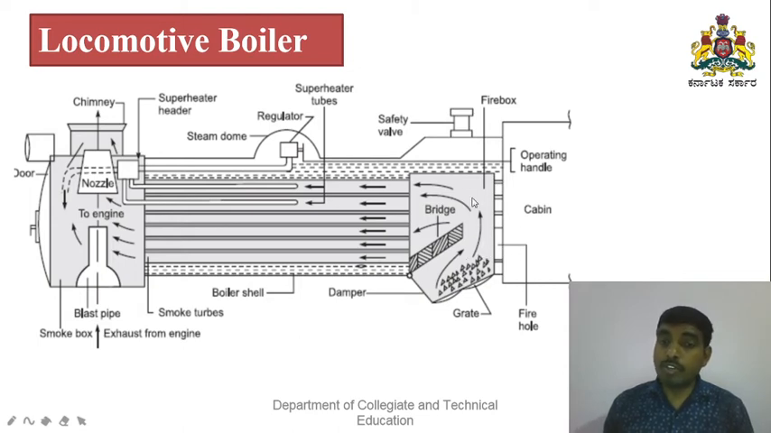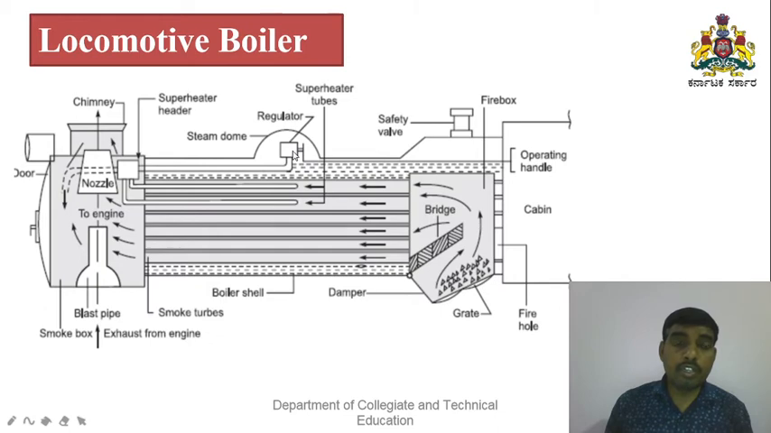There the combustion will occur. After combustion, the flue gas will flow in the horizontal direction in the fire tubes. The fire tube is surrounded by the water. This is a drum where the water is contained. The water will circulate and surround this tube. Once the heat is transferred to the surrounding water, it will convert into steam, which will be stored in the upper portion.